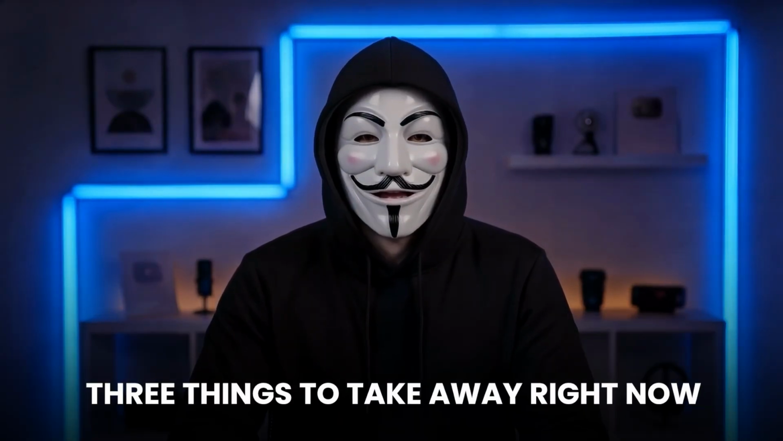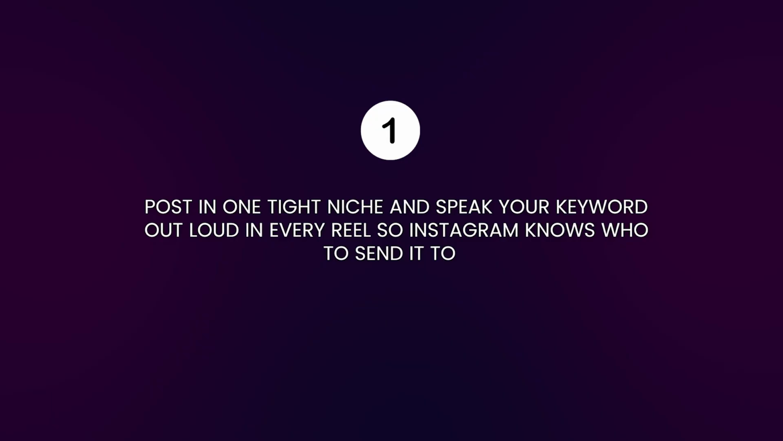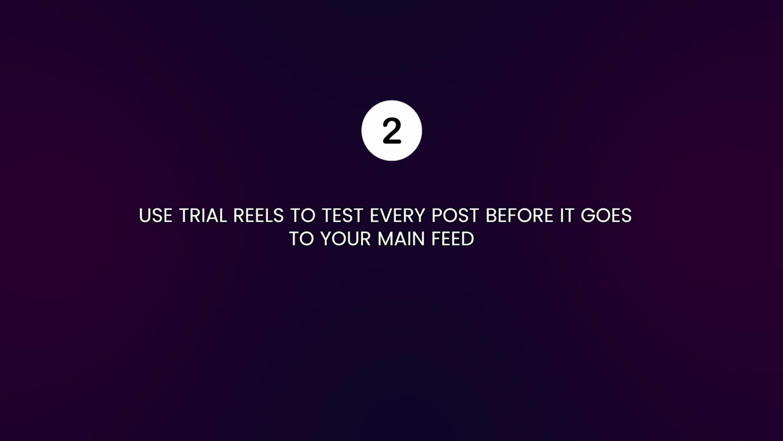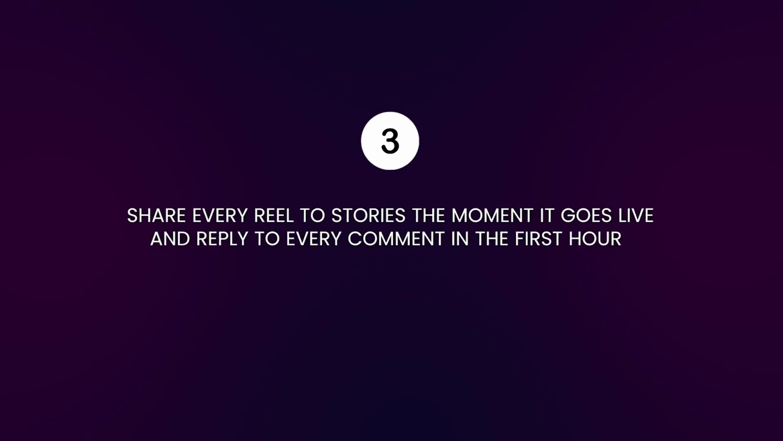3 things to take away right now. 1, post in one tight niche and speak your keyword out loud in every reel so Instagram knows who to send it to. 2, use trial reels to test every post before it goes to your main feed. 3, share every reel to stories the moment it goes live and reply to every comment in the first hour.